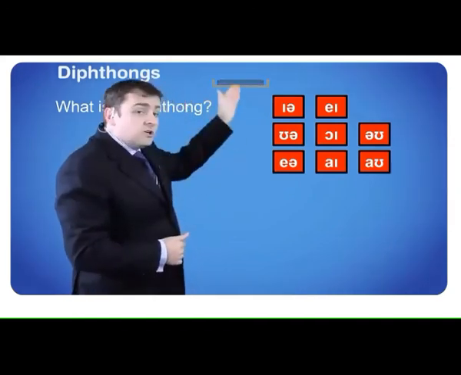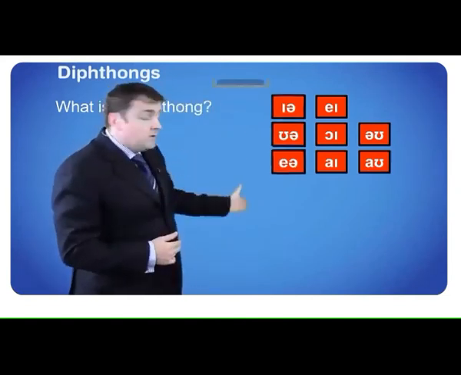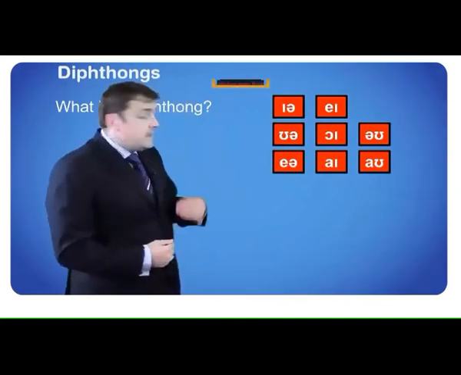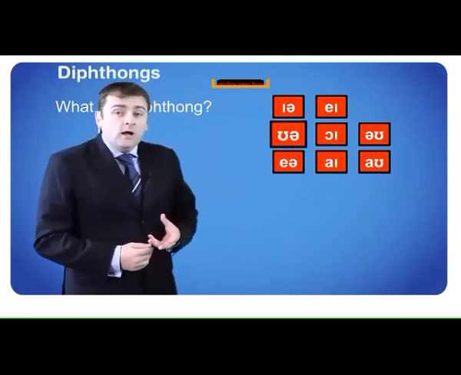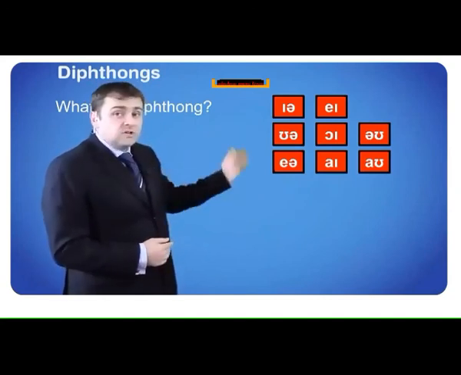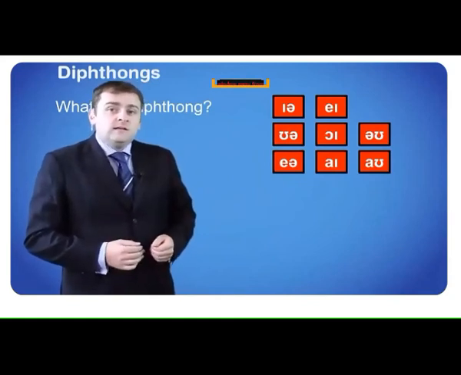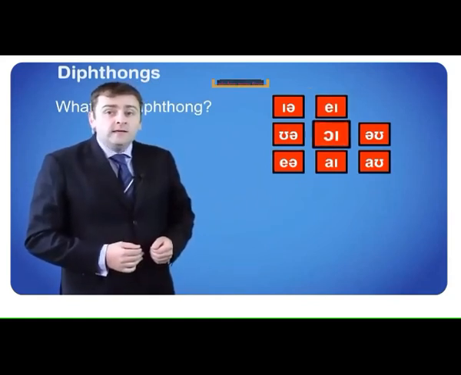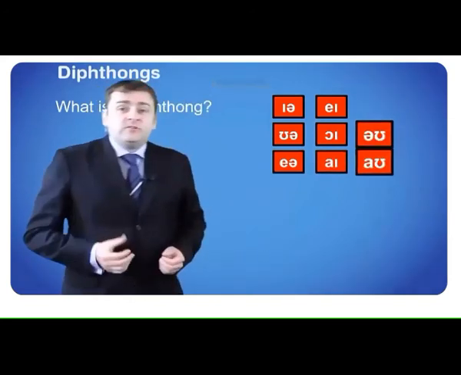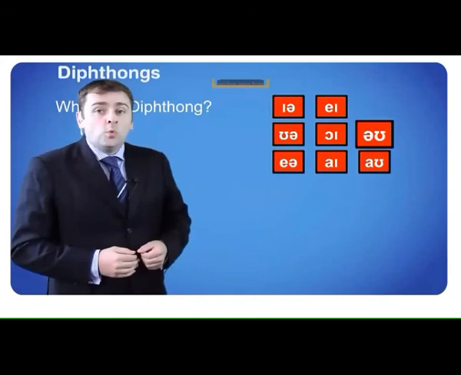Each column is arranged according to the second sound of the diphthong. In the first column, each sound ends with a schwa sound: ear, and air. In the second column, each sound ends with an E sound: A, oi, and I. And in the third column, each sound ends with a sound: O, and ow.